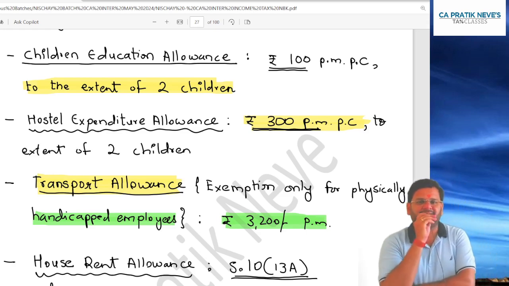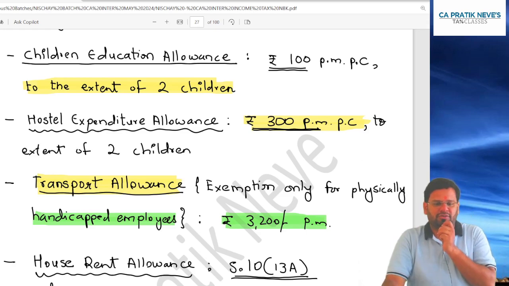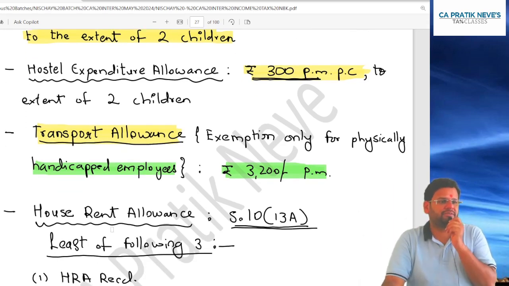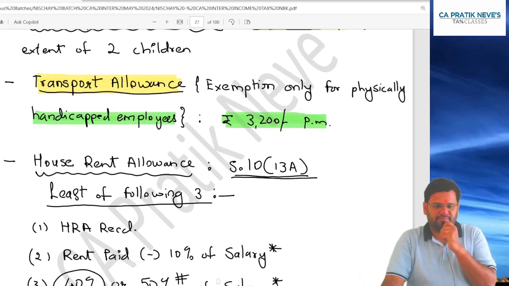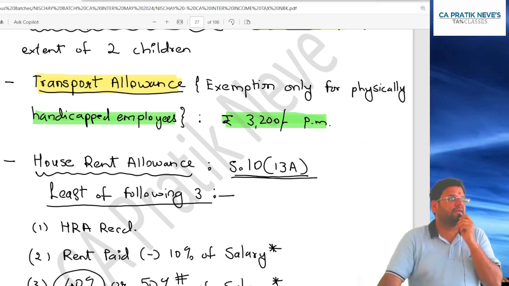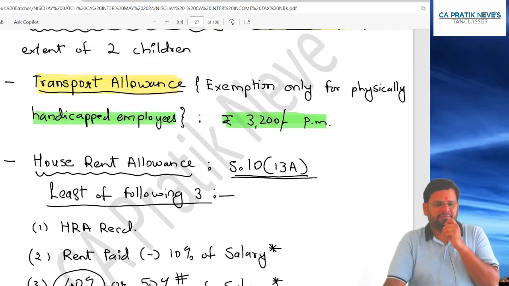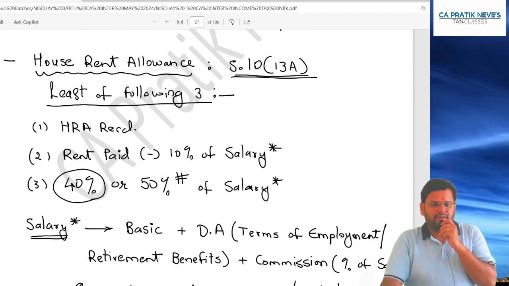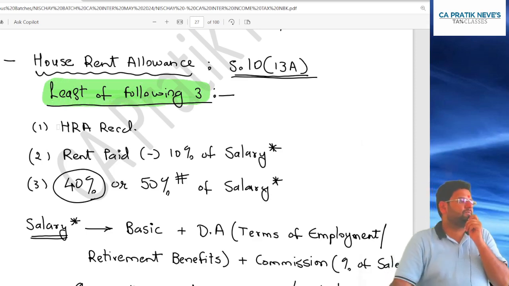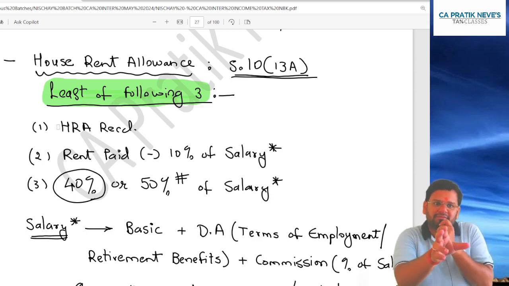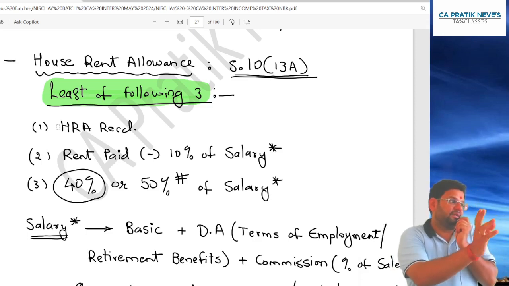And then comes most important, most relevant, most used, and most helpful for the employees, house rent allowance. And significant in today's day because the figure of exemption is good, unlike the first two figures. So can I focus on HRA? Exemption will be the least of the following three. Good point is there is no monetary limit. It is all linked with your salary and your rent paid.